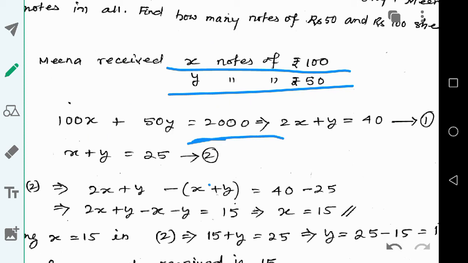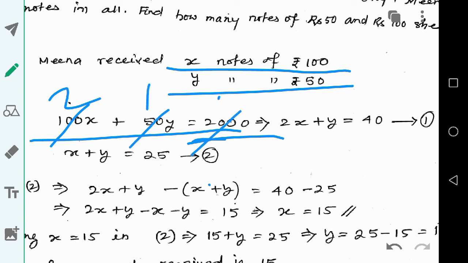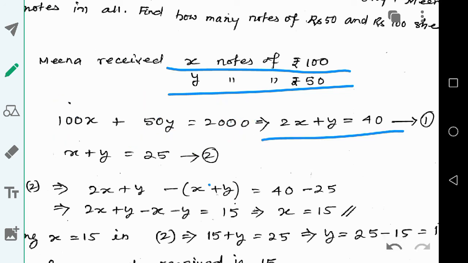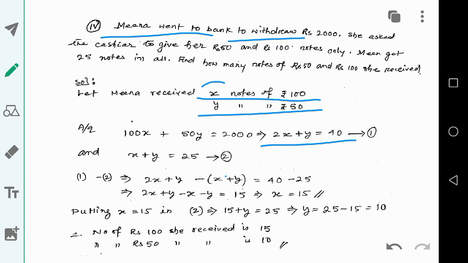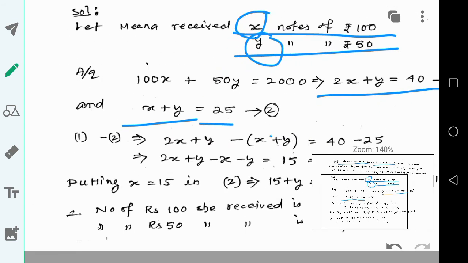And here you see both sides are divided by 50. 50 into 100 is 2, 50 into 50 is 1, and 50 into 40 is 2000. So doing so we have got this equation, twice x plus y is equal to 40. This is equation number 1. And total number of notes, number of 100 rupees notes is x, and that of 50 rupees notes is y, so x plus y is 25, as total number of notes is 25.